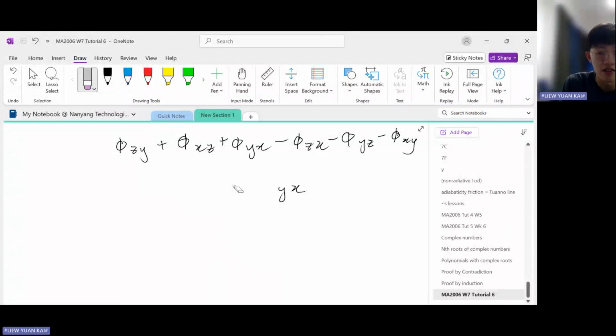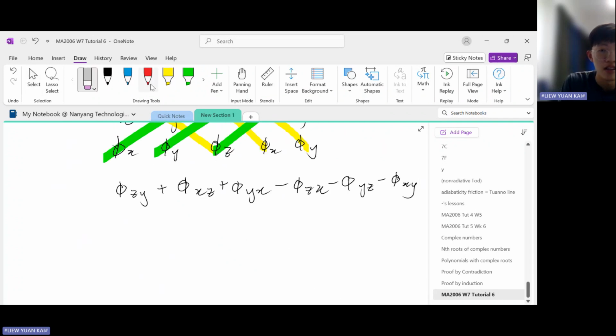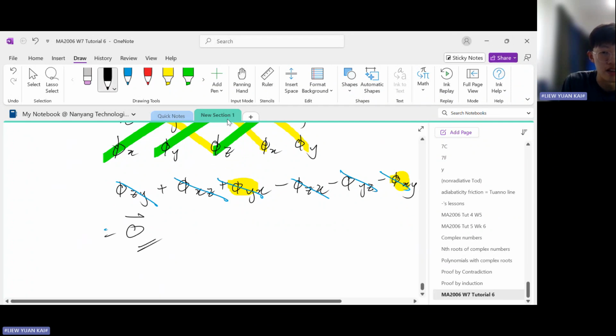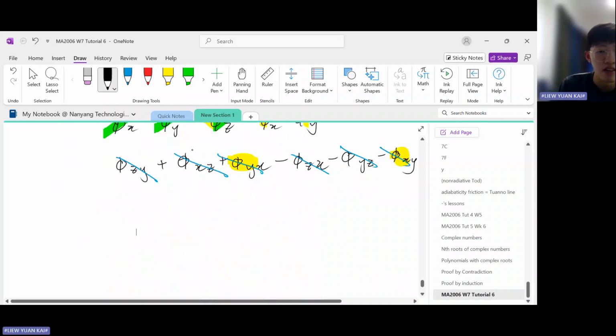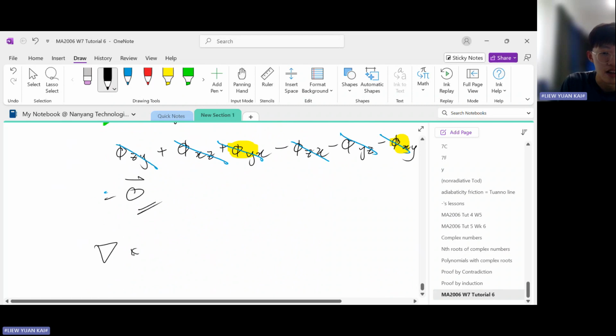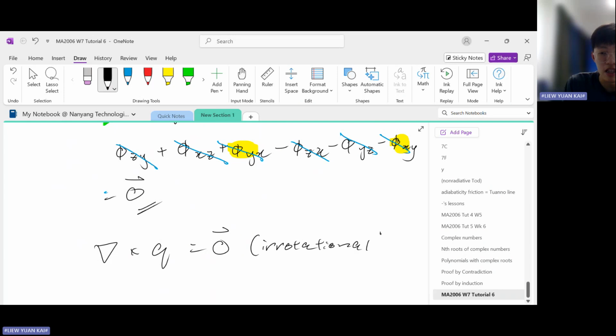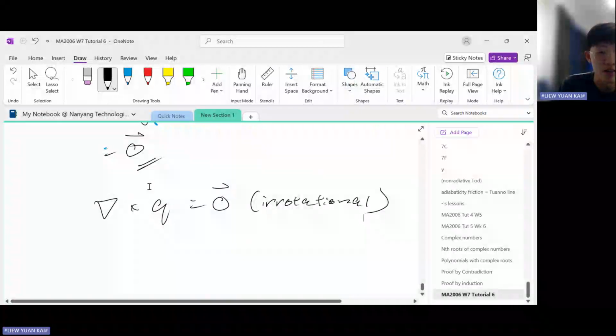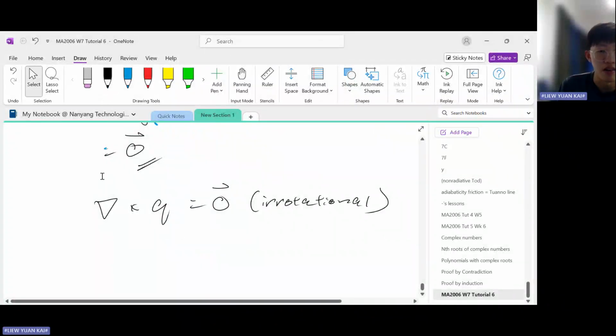Since it doesn't matter if the derivatives are swapped, this has the same value as this, except they're opposite signs, so we can cancel them. Same thing with zy and yz. Same thing with xz and zx. So you see, at the end of the day, we get the zero vector. So we've proven that nabla cross q is equal to the zero vector, meaning it is irrotational. That's the definition of irrotational. So if q is said to be irrotational, its cross product with nabla must be 0.